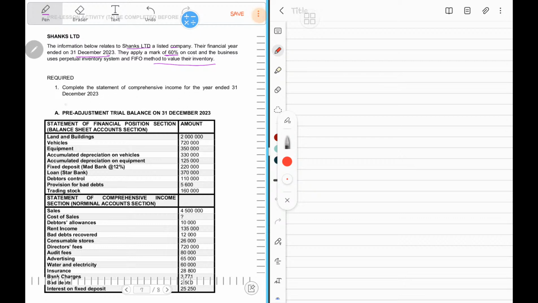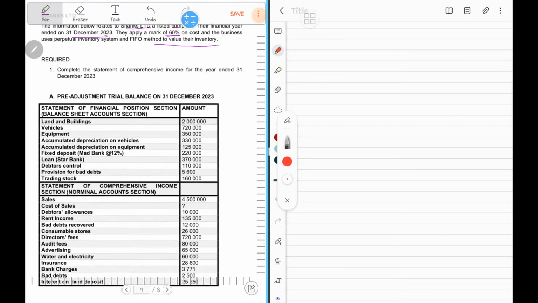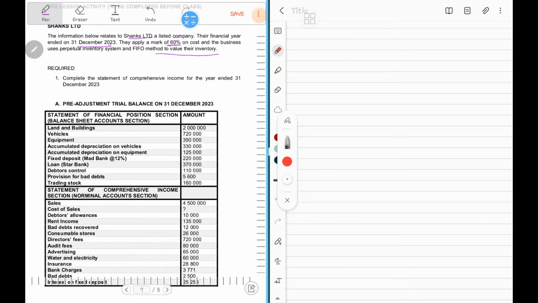31st December 2023. Now, if you check here, we are given the pre-adjustment trial balance on the 31st of December 2023. We are given the land and buildings, vehicles, equipment, and also their accumulated depreciations. Now you have to note that if they are saying pre-adjustment, it means that they did not consider certain adjustments, the likes of depreciation. Now the accumulated depreciations are the accumulated depreciations at the beginning of the year, or at the start of the year.